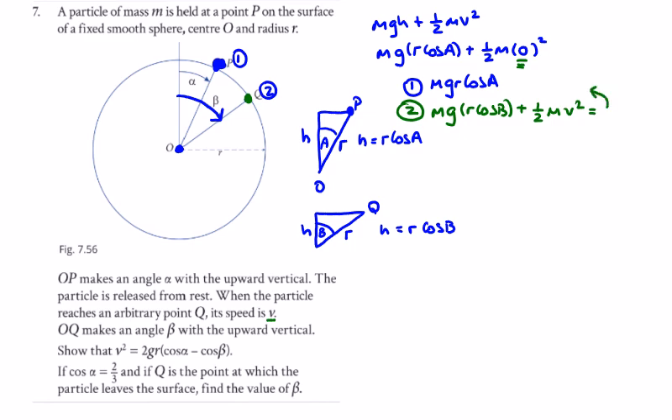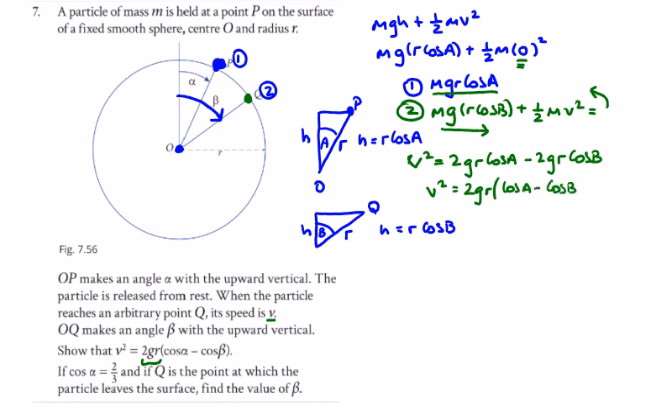So if we multiply that by 2 and divide by m, we're going to get v squared is equal to 2gR cos alpha, and we'd have to bring this across to the other side, minus 2gR cos beta. We factor out the 2gR, so v squared is equal to 2gR by cos alpha minus cos beta for the arbitrary speed at this point.